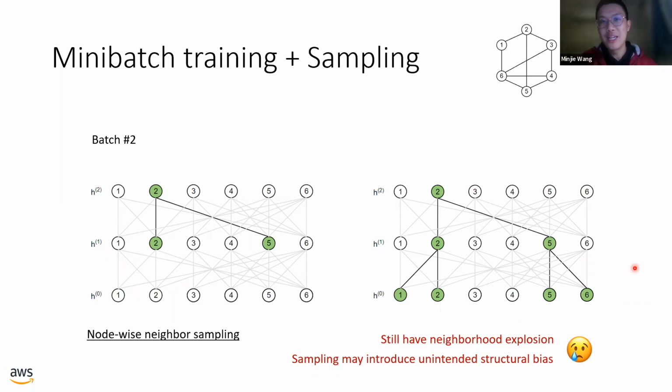It cannot be avoided. There are also other works, for example layer-wise sampling and subgraph-wise sampling, that more aggressively prune away the computation graph of each mini batch. But again, this sampling may introduce some unintended structural bias, and right now it is not clear whether the sampling method can be general across all graphs and all algorithms. So this is mini batch plus sampling.